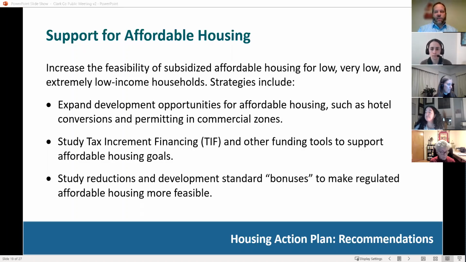We're looking to study tax increment financing and other funding tools to support affordable housing goals. And also studying reductions in development standard bonuses to make regulated affordable housing more feasible. An example of this is the state actually requires a density bonus be offered for affordable housing projects on land owned by religious organizations.